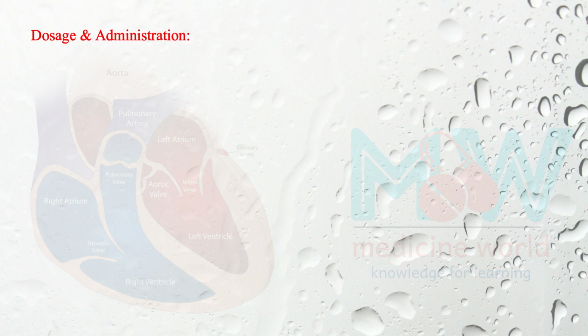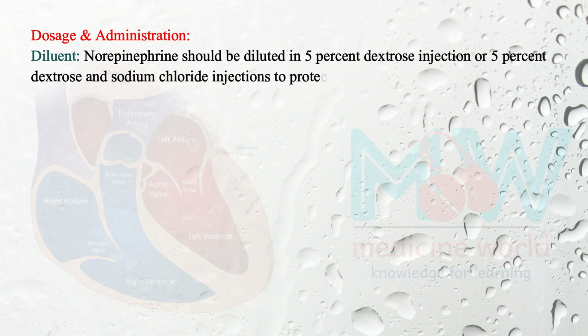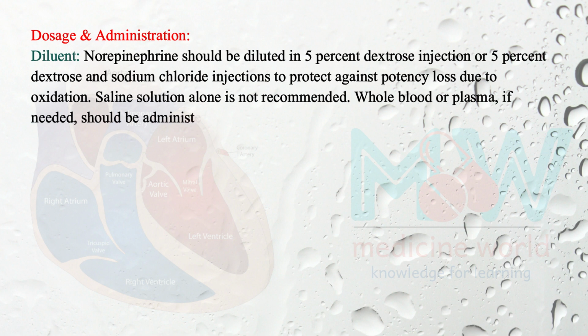Dosage and administration: norepinephrine. Diluent. Norepinephrine should be diluted in 5% dextrose injection or 5% dextrose and sodium chloride injections to protect against potency loss due to oxidation. Saline solution alone is not recommended. Whole blood or plasma, if needed, should be administered separately.